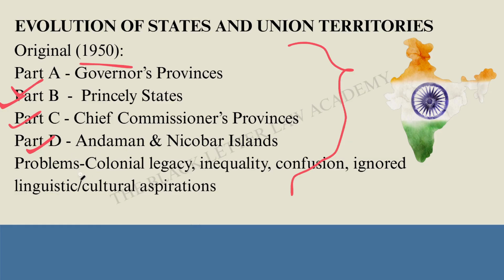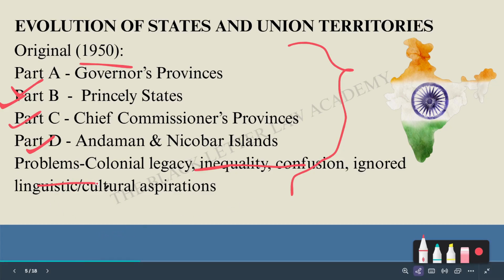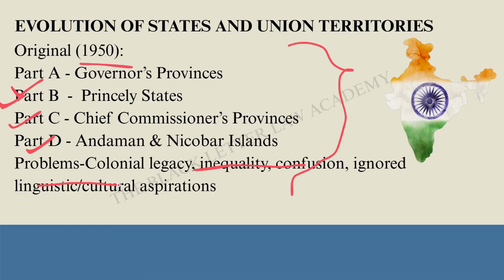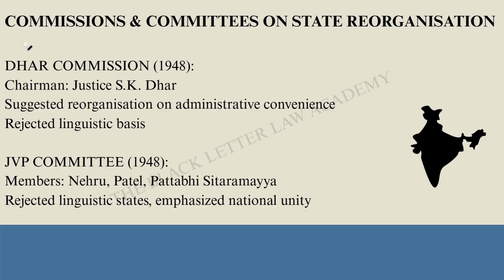This system created serious problems. It complicated administrative functions and treated states unequally. More importantly, it completely ignored the linguistic and cultural aspirations of the people, even though language played a major role in daily administration. Because of this problem, the government felt the need to examine whether the states should be reorganized. As a result, several commissions and committees were appointed.